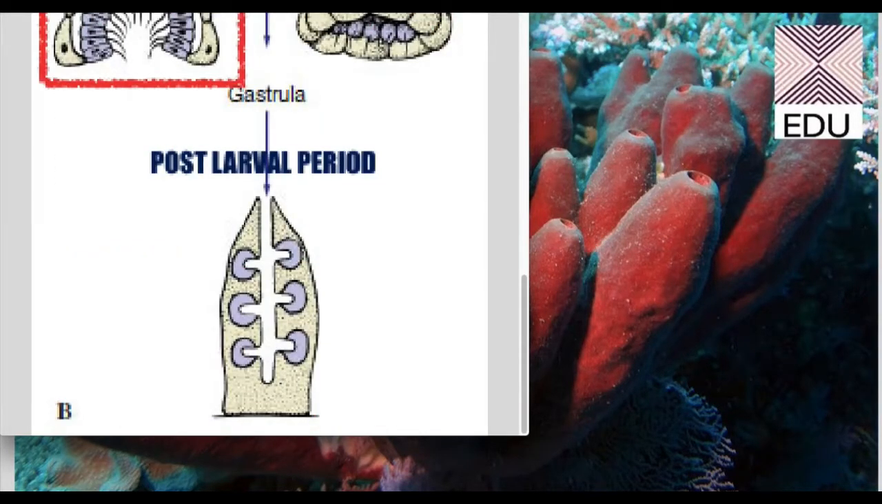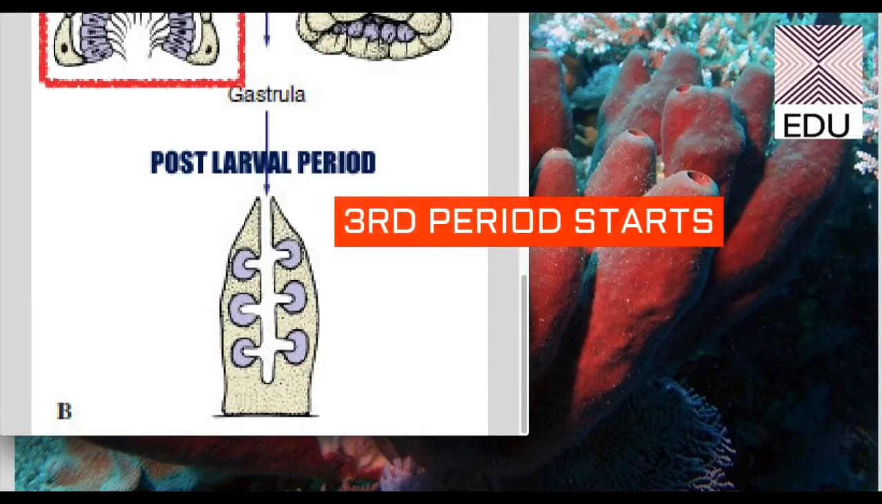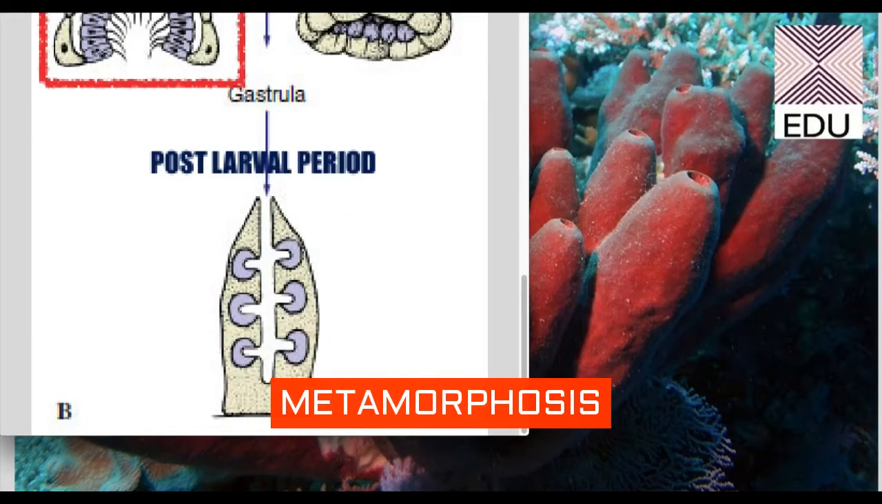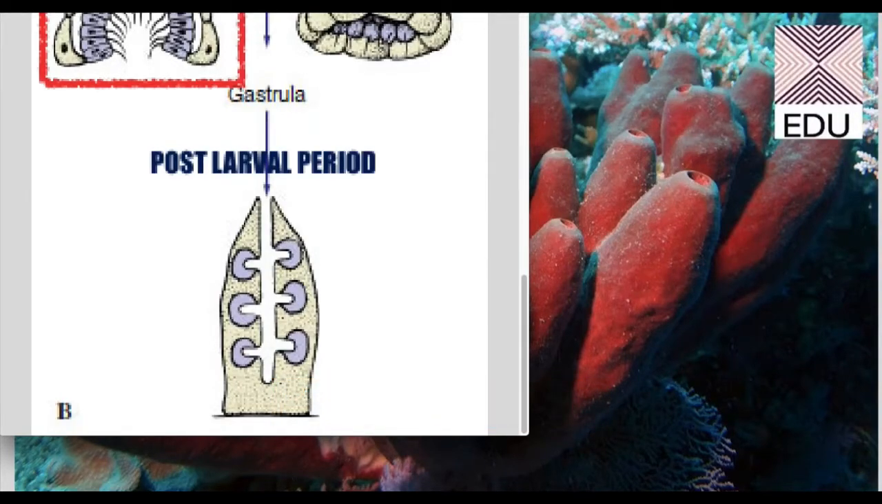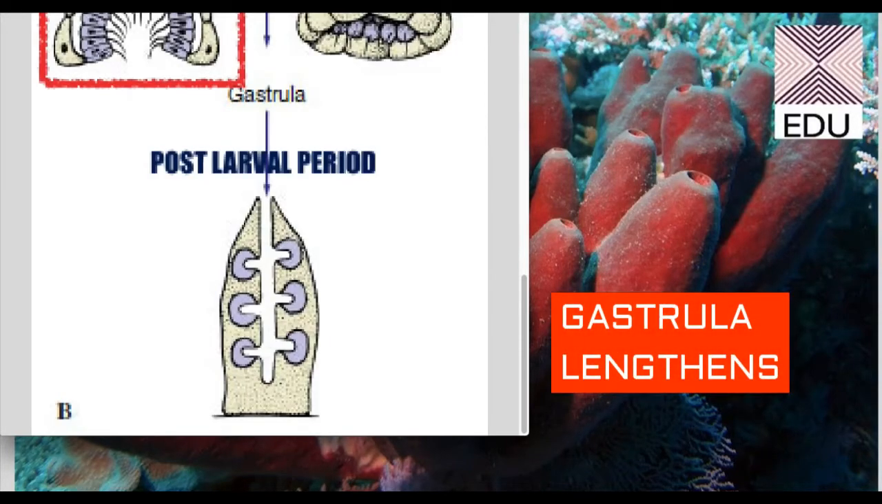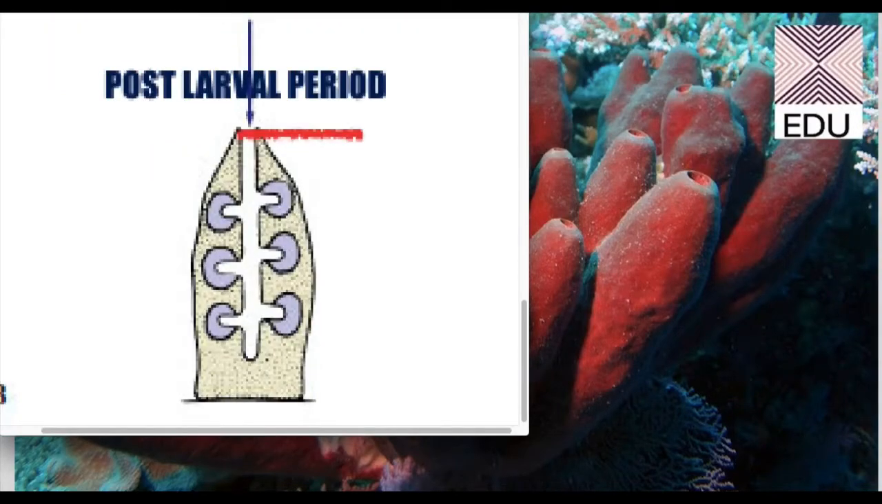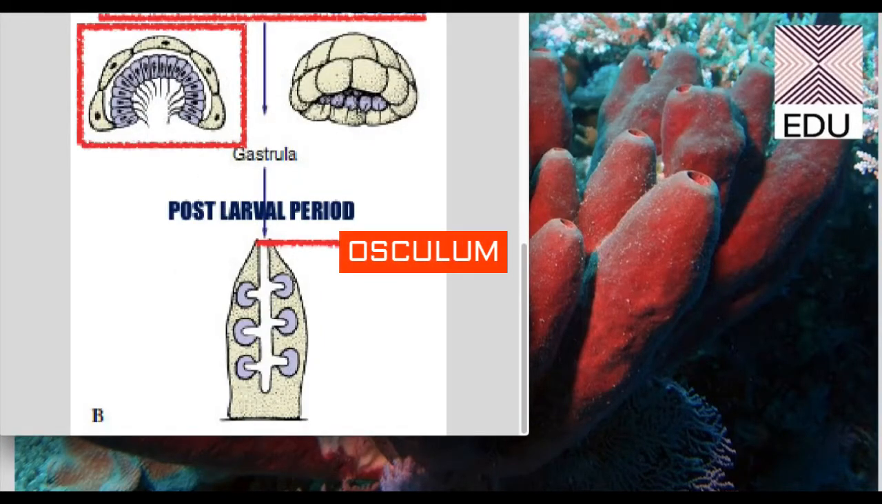Now after gastrulation, the third period of development, which is the post-larval period, starts. This period is also called metamorphosis. Here what happens, the larva fixes, it forms a gastrula, then it lengthens. So it becomes a long, cylinder-like structure, and it forms an osculum. So here an osculum is formed. Ostia are also developed.